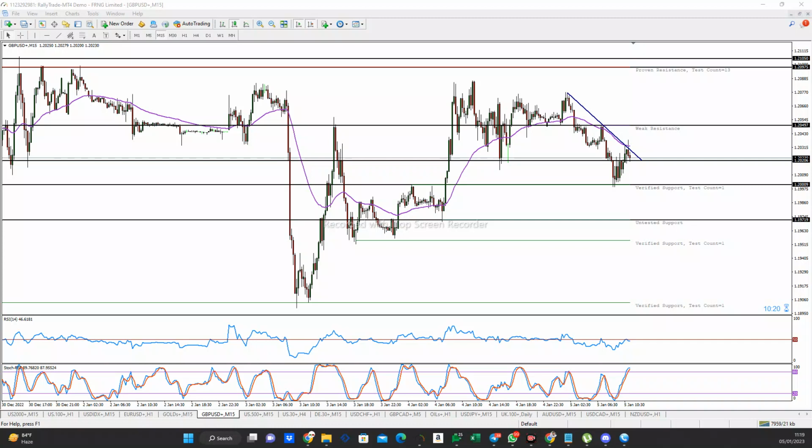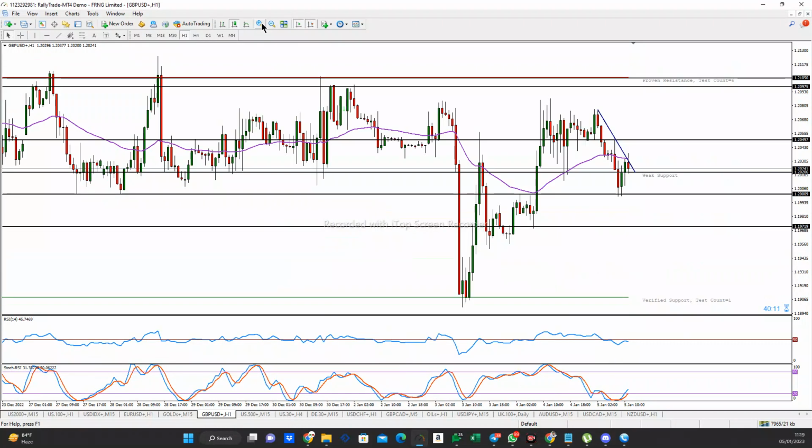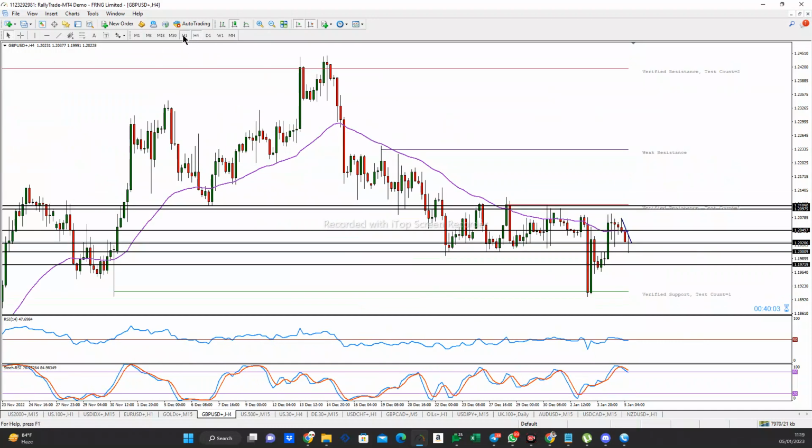We are looking at GBPUSD, so let's get to it as fast as possible. From my chart, you can clearly see that GBPUSD is on a downtrend. I'm working with the 1 hour and the 15 minutes time frame.